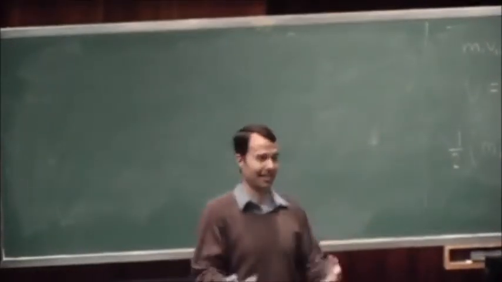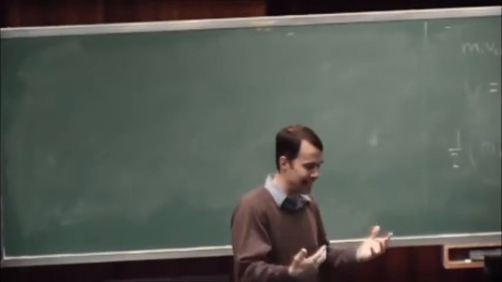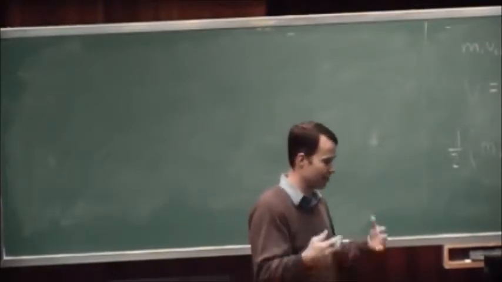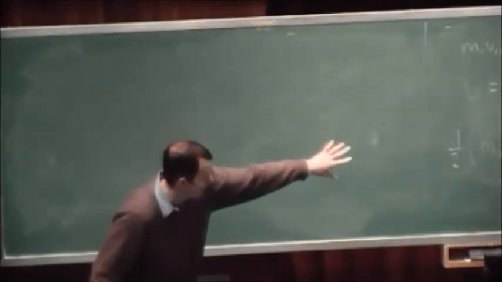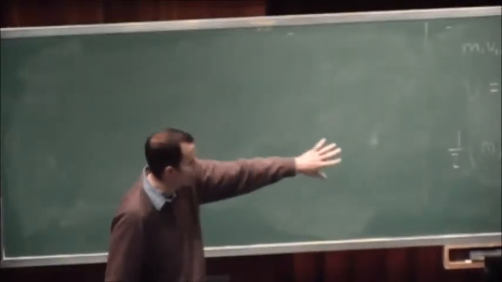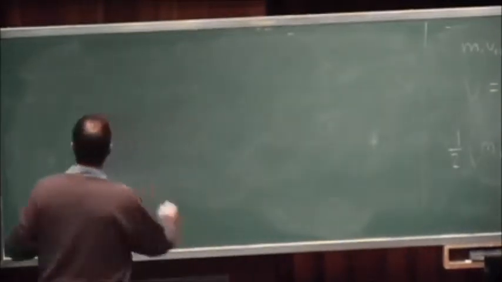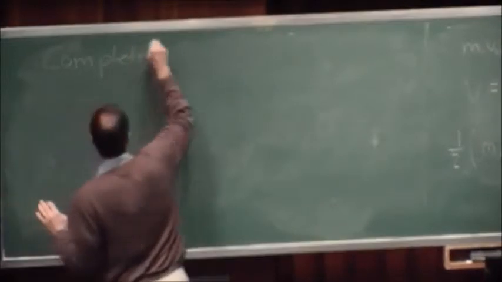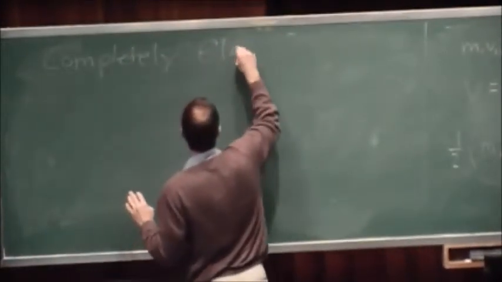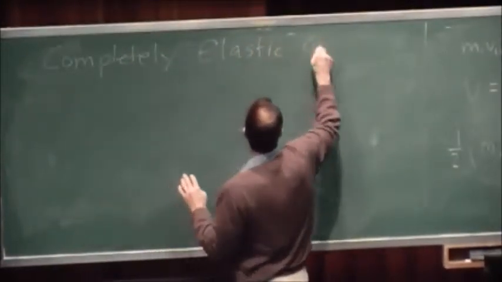Okay, what is an elastic collision? It's a little funny because you have inelastic and elastic. These are inelastic collisions. This is an example of an inelastic collision of two masses sticking together. Now we want to talk about completely elastic collisions.